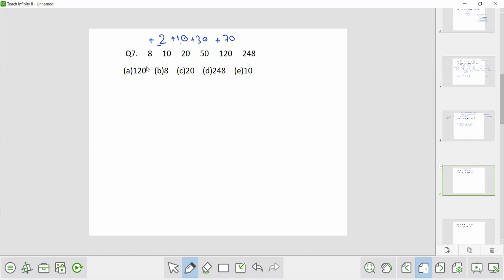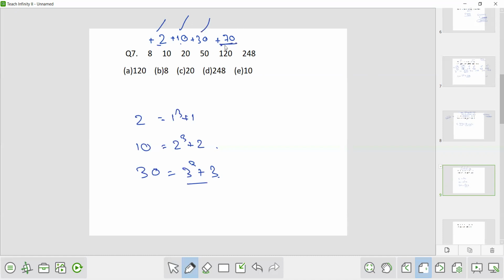So when you analyze it and when you practice a lot, you will come to know that this 2 can be 1 cube plus 1, this 10 can be 2 cube plus 2, and this 30 can be 3 cube plus 3. Yes, the rule is confirmed. This is 1 cube plus 1, this is 2 cube plus 2, this is 3 cube plus 3. So this will be 4 cube plus 4.